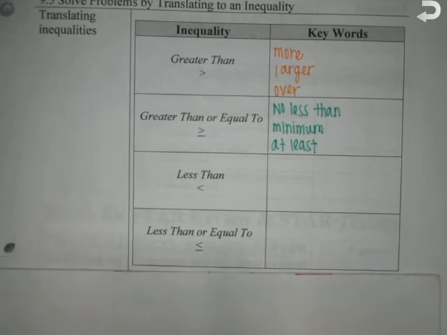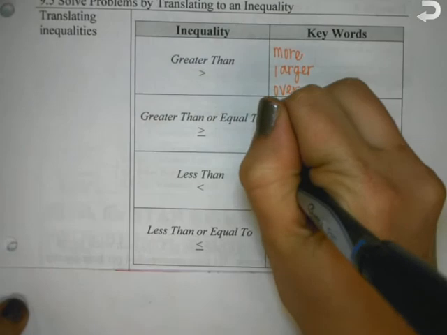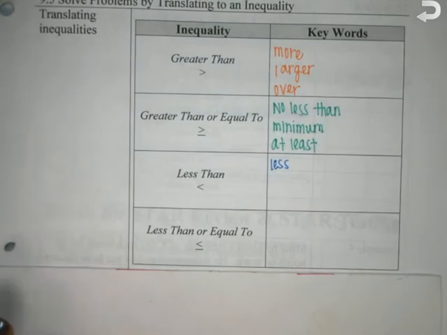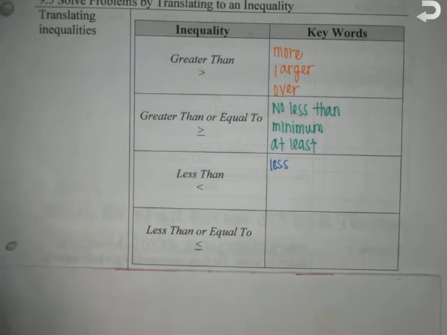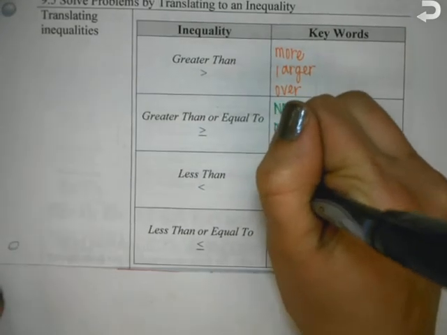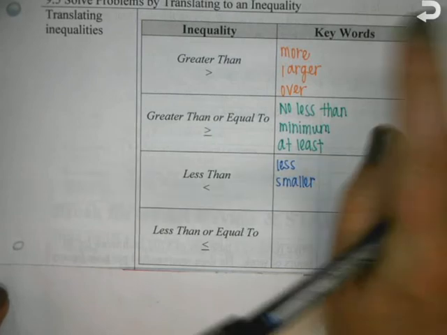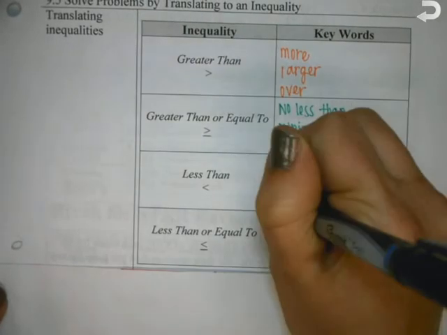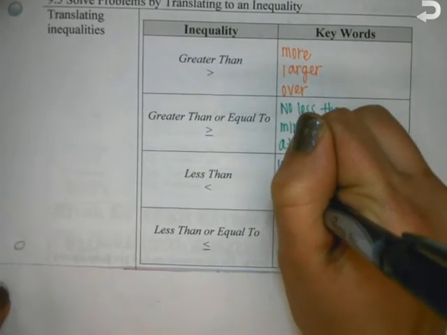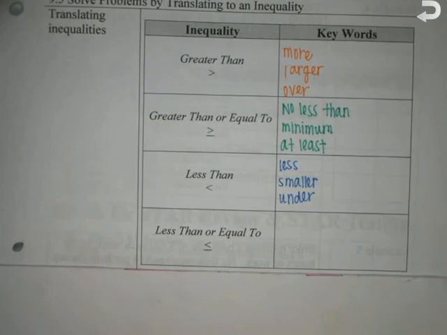Okay, let's think about less than. Anything mean less than? Less. How about smaller? What's the opposite of over? Under. Okay, that sounds good. Okay, less than or equal to. What can you think of?